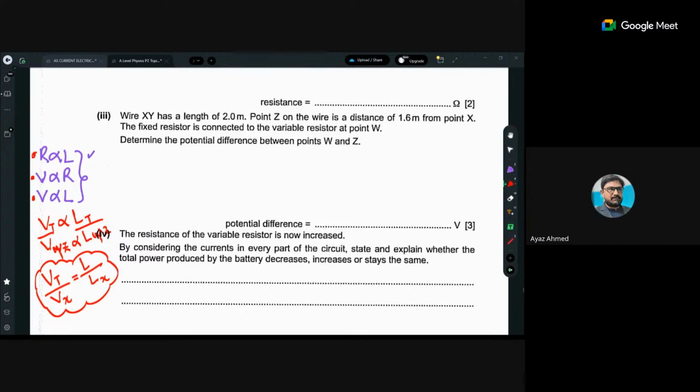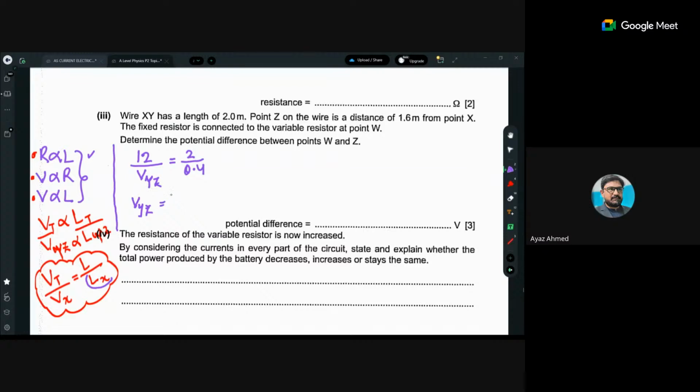Actually, I will go back to this formula in my next chapter as well, in the rheostat or the chapter of potentiometer, but that is valid here. So total voltages are 12 volts, and voltages between Y and Z are unknown. The length of the wire is 2 meter, and the length of that Y and Z segment is 0.4 meter. So please calculate VYZ for me.